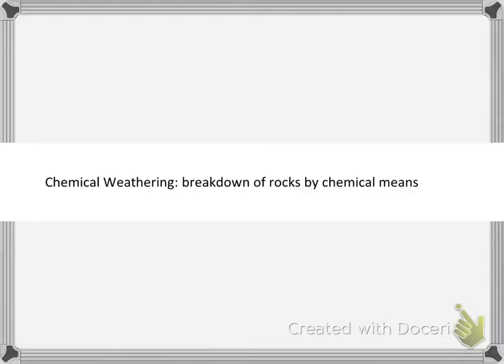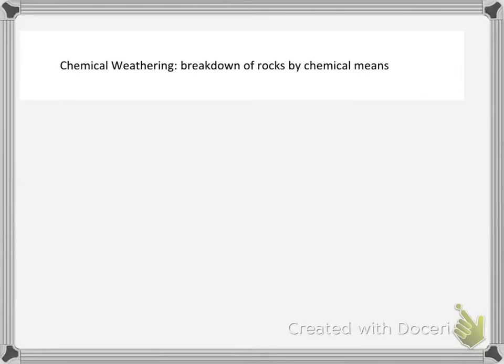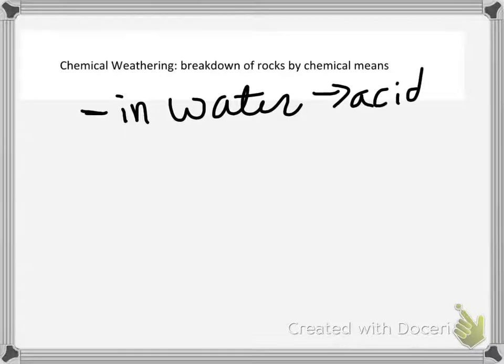Alright, so besides mechanical weathering, there is chemical weathering. And chemical weathering is the breakdown of rock by chemical means. So chemical means, for example, would be in the water. You can have acid rain due to pollution or volcanoes. You have other chemicals that get in the groundwater.